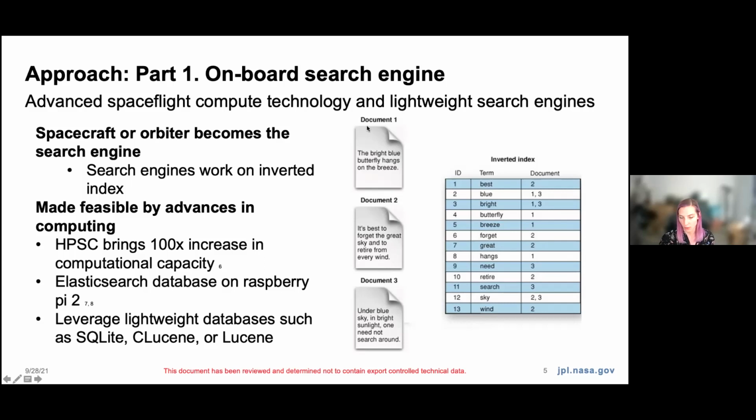So search engines work over an inverted index, meaning that features or terms are mapped to all of the documents containing those features or terms. So I have an example on the right here. Let's say that we have all of these documents, then all of these documents would get tokenized, meaning that we would separate them into their words, and then each word would map which document it appears in. So for instance, blue appears in documents 1 and 3.